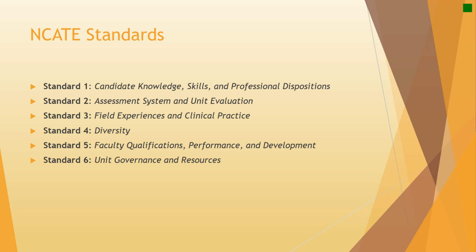To get started, we'll go over the NCATE unit standards. What I'm going to do is go over the standards with you first, and then break down what I found after we go over just the basic unit standards. As you can see, there are 6 standards. Number 1 is candidate knowledge, skills, and professional dispositions. Number 2 is assessment system and unit evaluations, and number 3 is field experiences and clinical practice. Number 4, diversity. Standard 5, faculty qualifications, performance, and development. And unit standard number 6 is unit governance and resources.